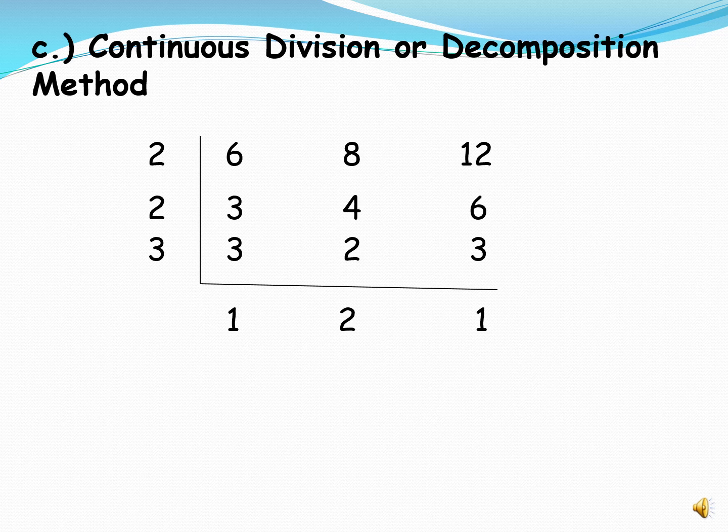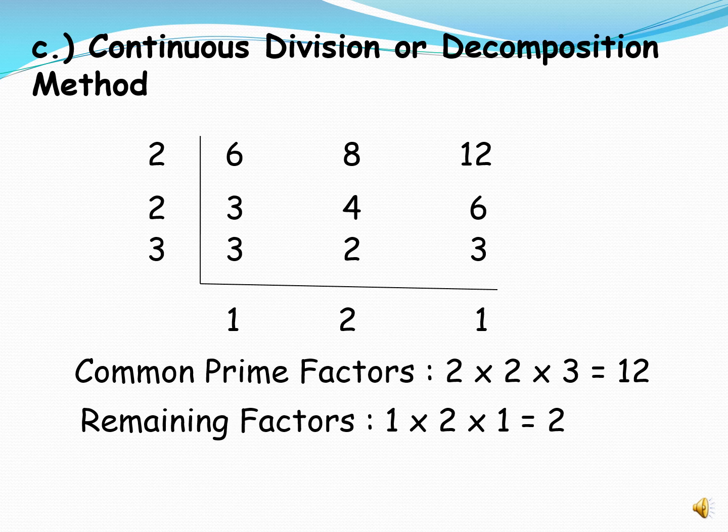Then 4 divided by 2 is equal to 2. 6 divided by 2 is equal to 3. So now we have 3, 2, and 3. Common factor other than 1 is 3. So 3 divided by 3 is equal to 1. Just bring down 2. Then 3 divided by 3 is equal to 1.